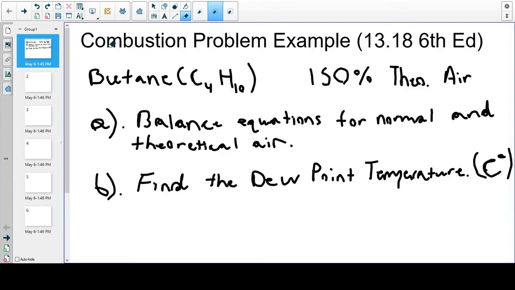This time we're doing a combustion problem. This one is 13.18 in the 6th edition. We're working with butane as the working fuel and 150% theoretical air. Our goals for the question are to balance the chemical equations for normal and theoretical air and find the dew point temperature. And with that, let's move right into it.